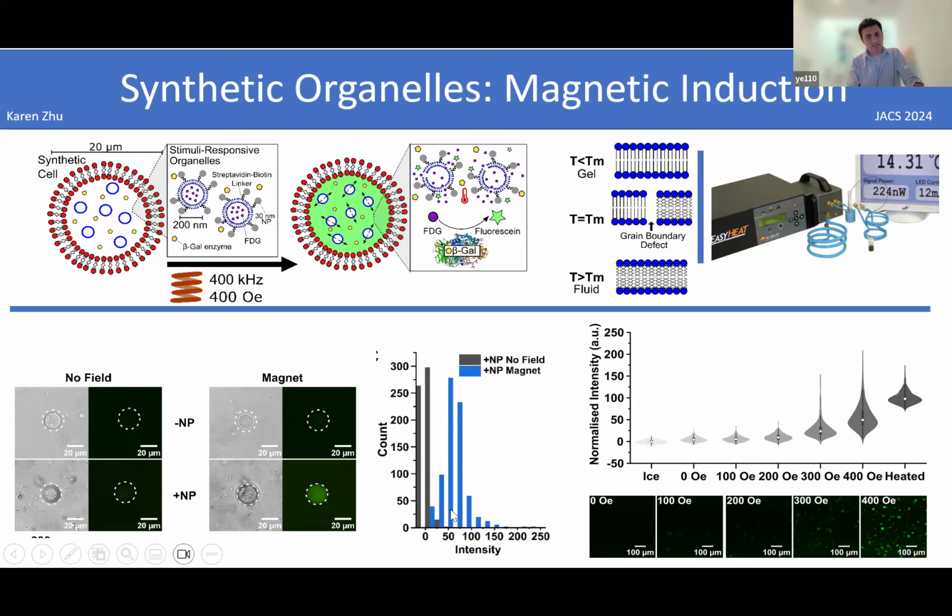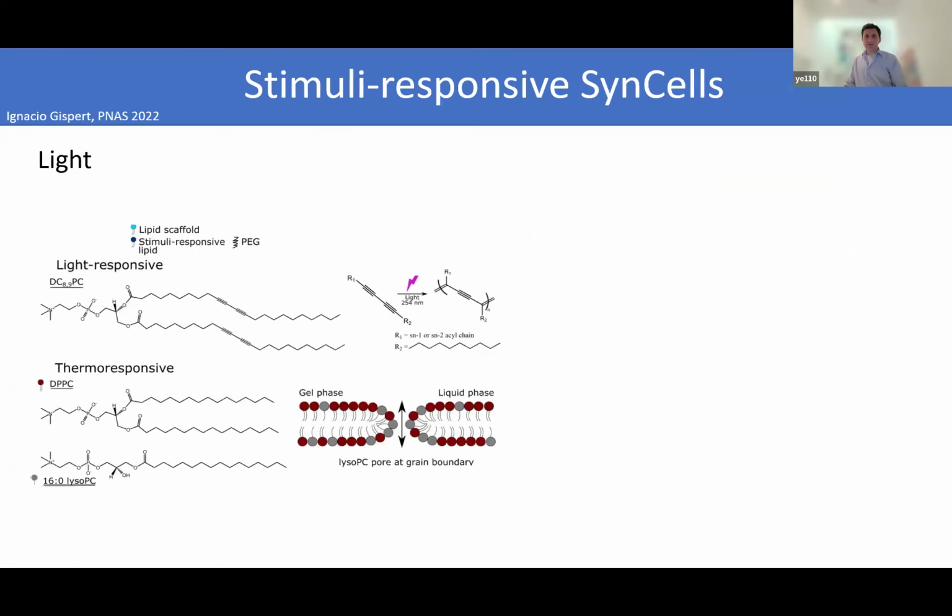This is what it looks like on a population level, with and without the magnet. And you can basically tune it at different magnetic field strengths. You can get more and more activation of our synthetic cell. So that's an example of how we can use magnetic fields to activate synthetic cells.